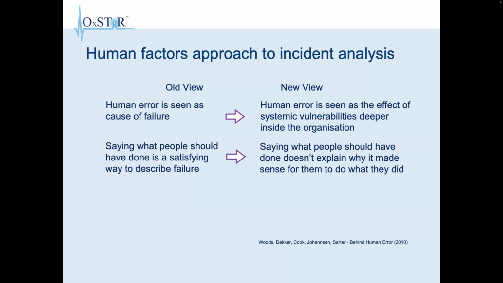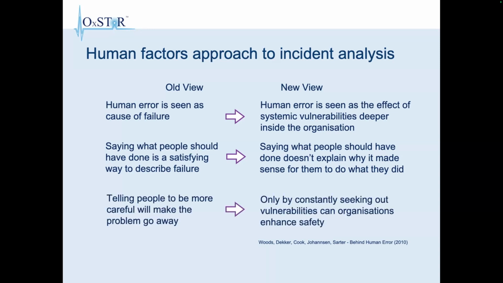There's a problem here. You should be looking at the systemic vulnerabilities and fixing them. And when you're investigating, saying what people should have done is very satisfying. Oh, well, he should have thought about this. He should have rung so-and-so. He should have recognised that he needed such and such a scan. Of course, that's nonsense and in no way explains why it made sense for clinical individuals or teams to do what they did in that moment. It takes a much deeper exploration to understand that.